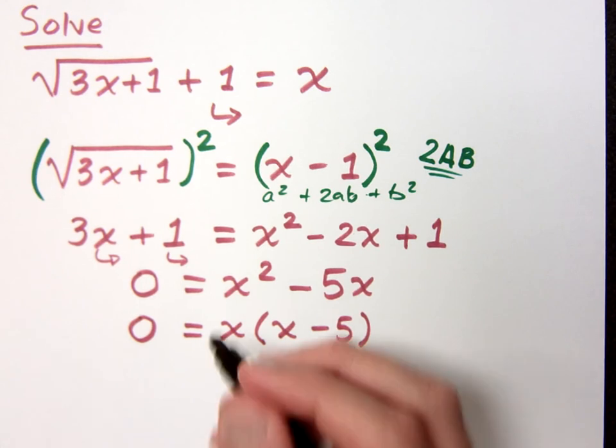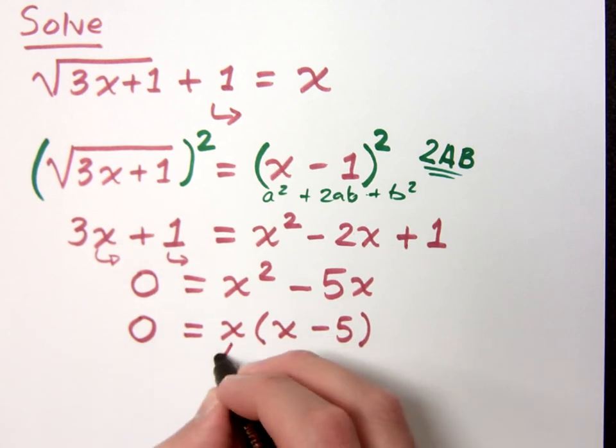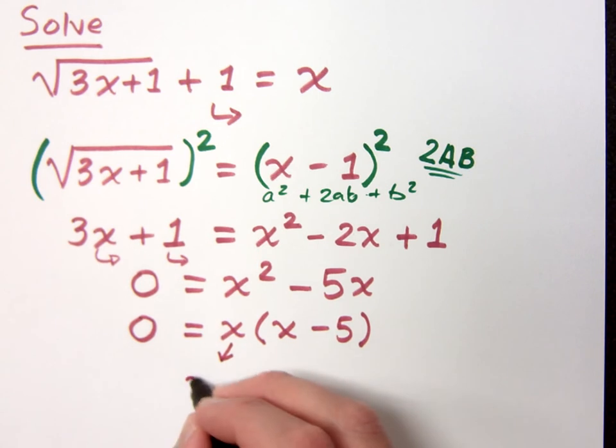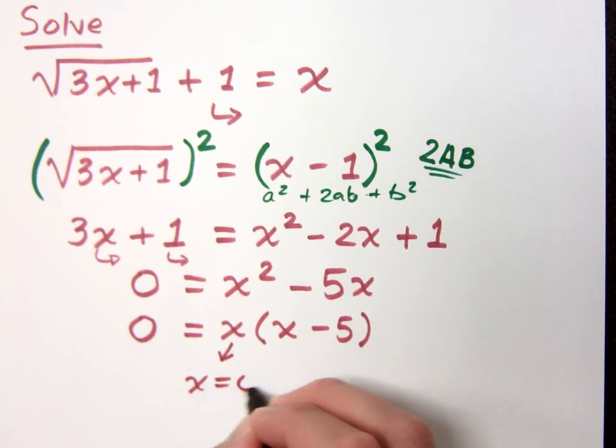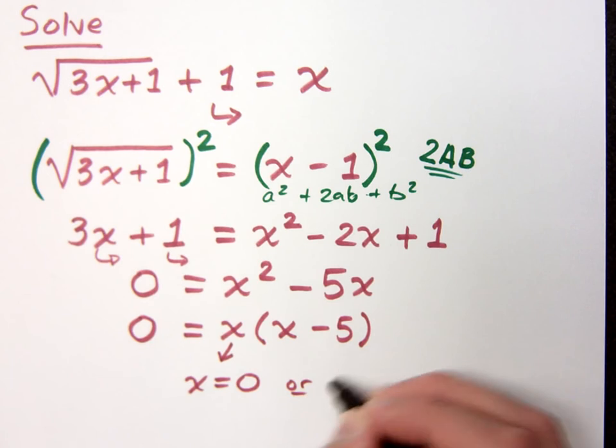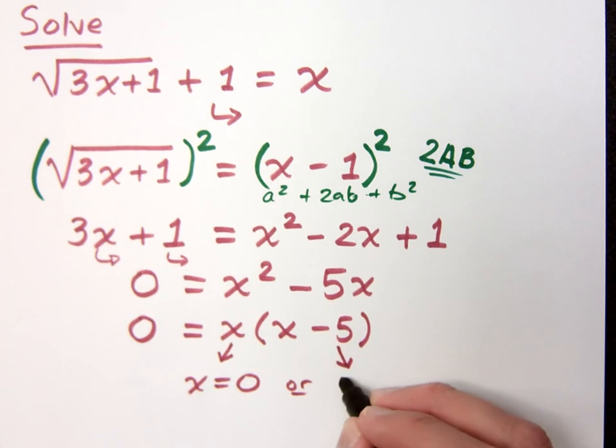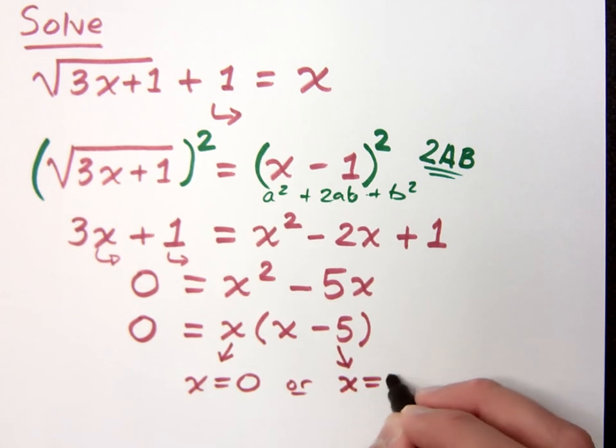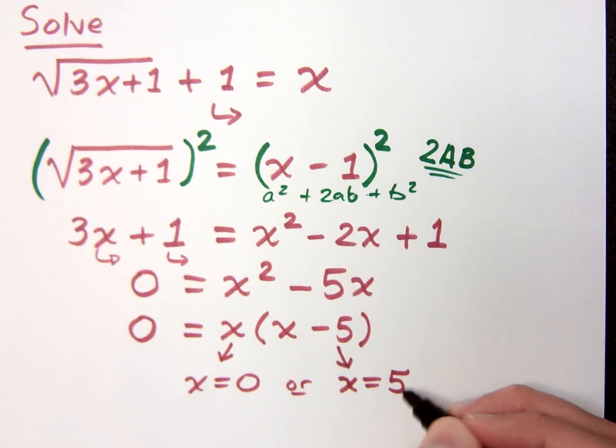Now to finish solving this, I use that zero factor theorem. So that means that this guy gives me x equals 0. And the other solution comes from this, which is x equals 5. Now, since this is a radical equation, we have to make sure that we check our solutions, because sometimes they don't always work out.